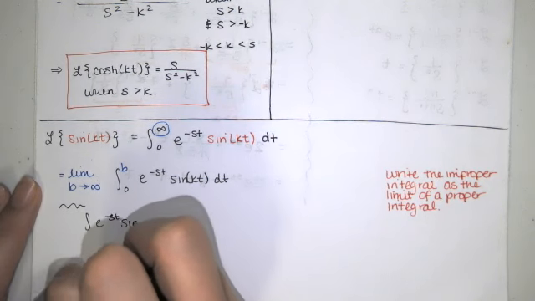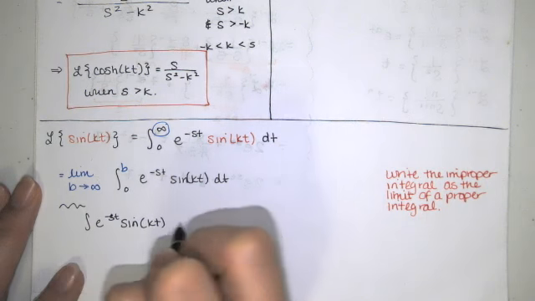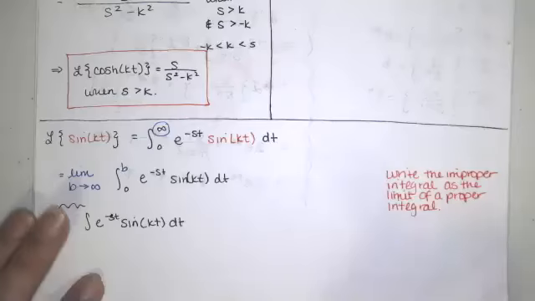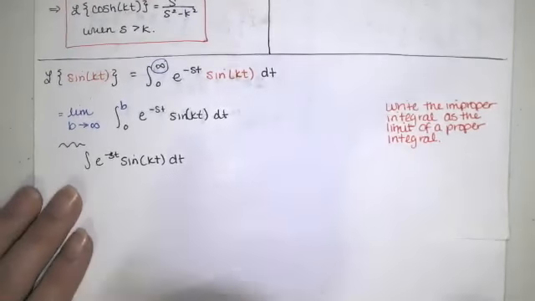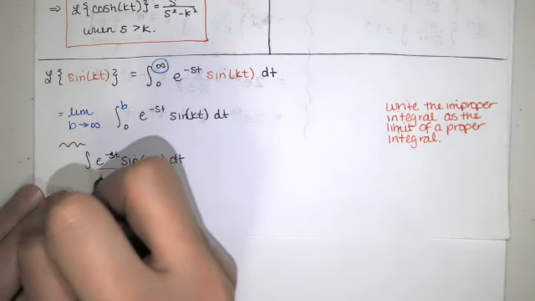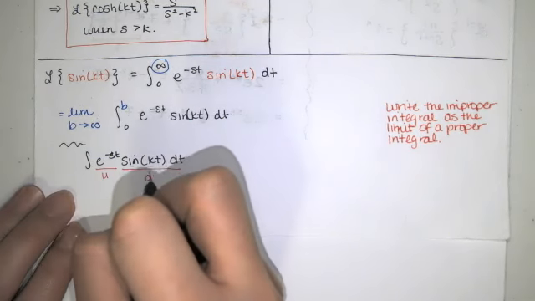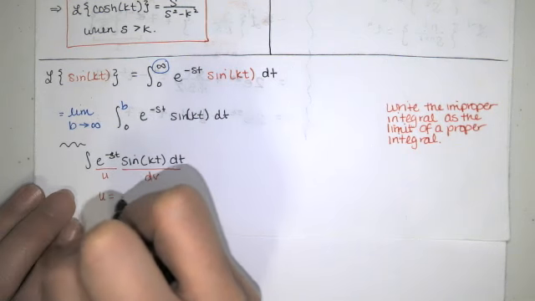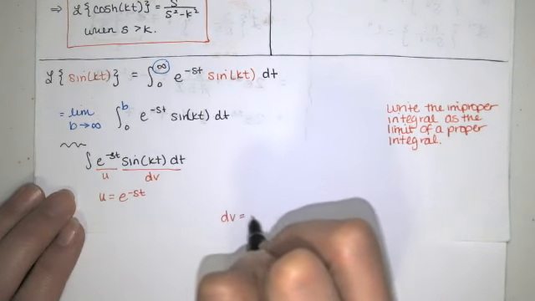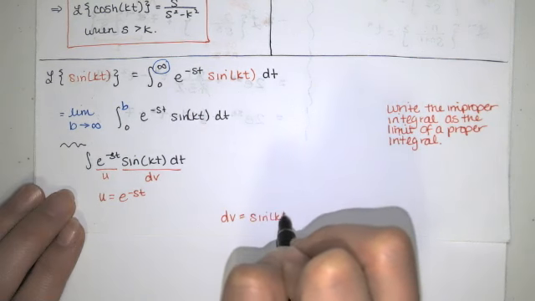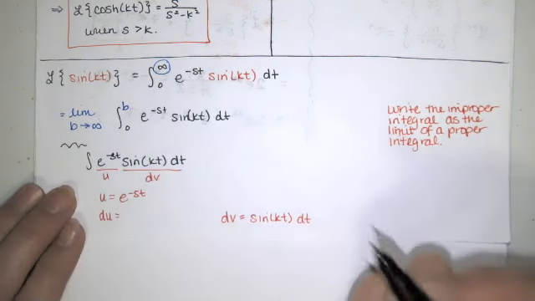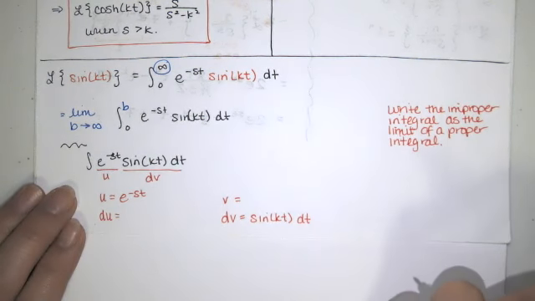It actually really doesn't matter in this case what you choose to be the u and which term you choose to be your dv. Either one will work. So I'm going to let u be my exponential function and dv be everything else. So u is e to the negative st, dv is sine of kt times dt. And I'll have to differentiate to get du and anti-differentiate to get v.